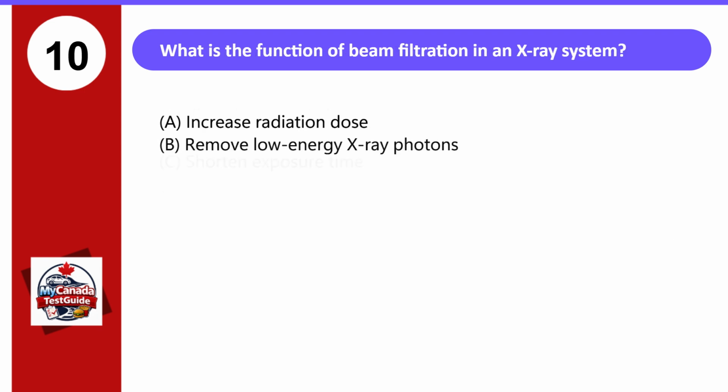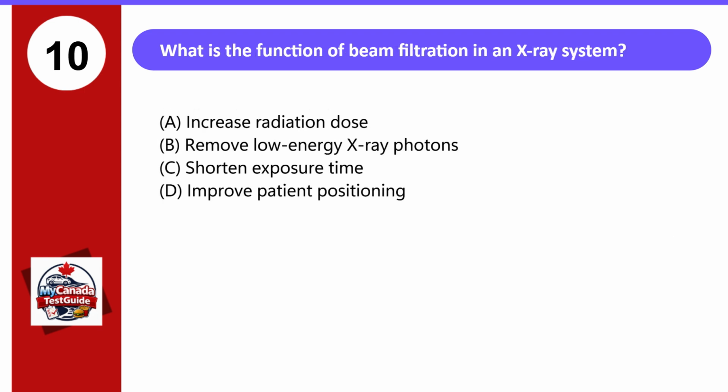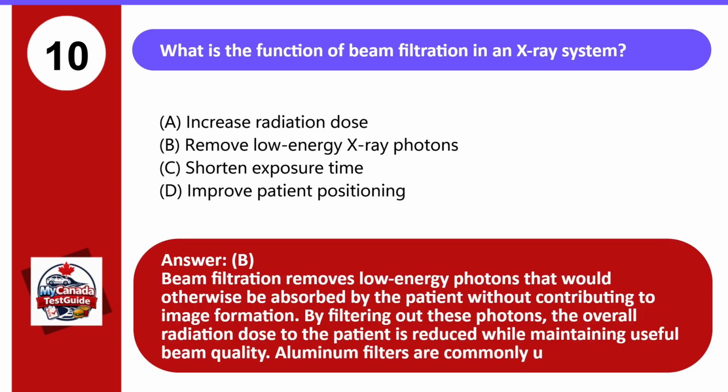What is the function of beam filtration in an X-ray system? A. Increase radiation dose. B. Remove low-energy X-ray photons. C. Shorten exposure time. D. Improve patient positioning. Answer, B. Beam filtration removes low-energy photons that would otherwise be absorbed by the patient without contributing to image formation.